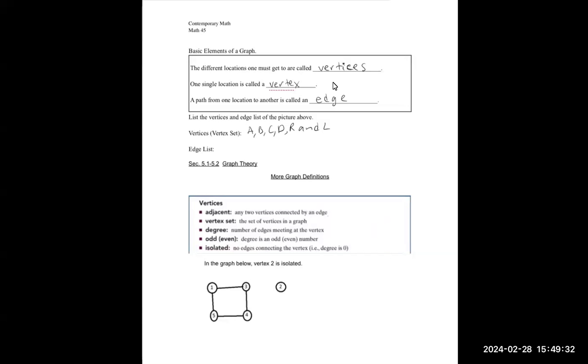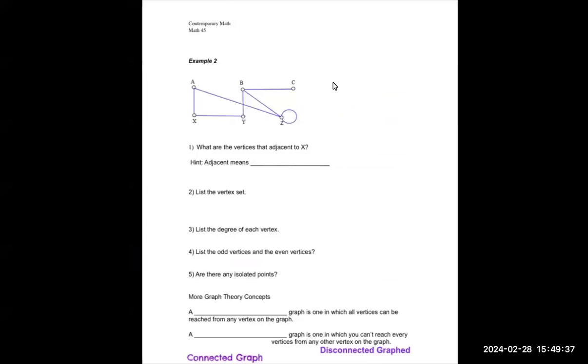All right, let's go and see an example that has these definitions in them. Okay, so we have this picture, and it says, what are the vertices that are adjacent to X? So here's X. The ones that are adjacent to X are the ones that you could take one edge straight to and get to. So those are just Y and A.